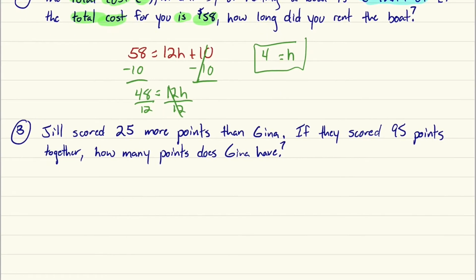And this is our last one. It says Jill scored 25 more points than Gina. If they scored 95 points together, how many points did Gina have? Okay, so this problem is a classic type of writing an equation problem. Because not only are you having to write an equation, you're having to write an equation that compares one person to another or one thing to something else.